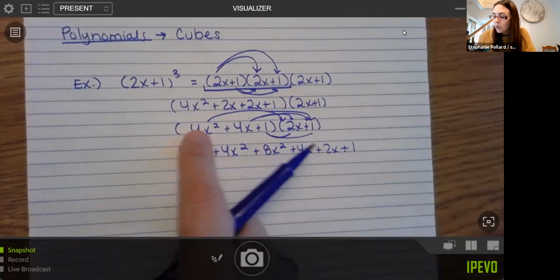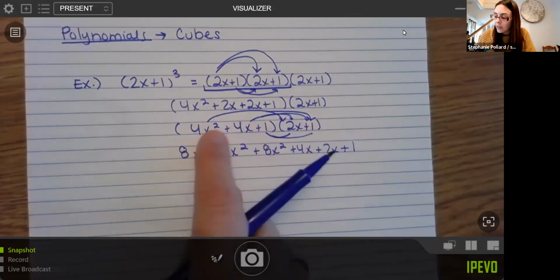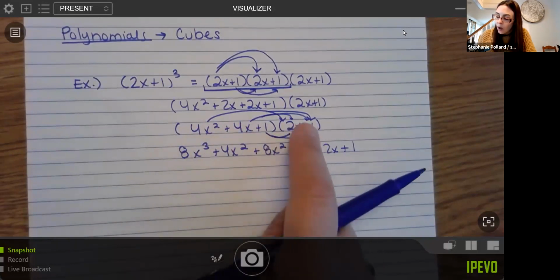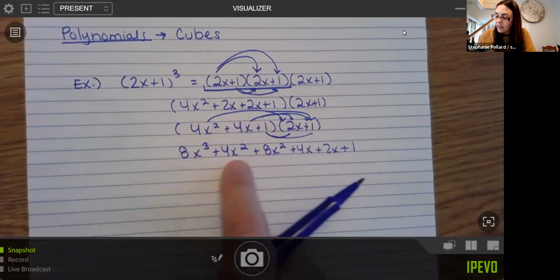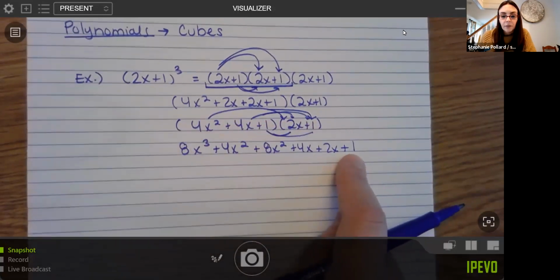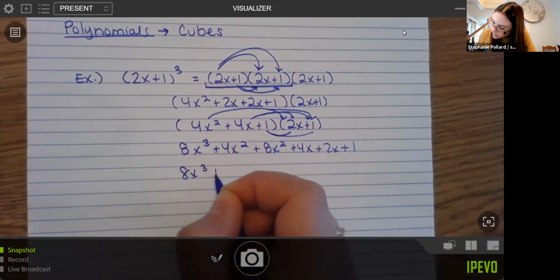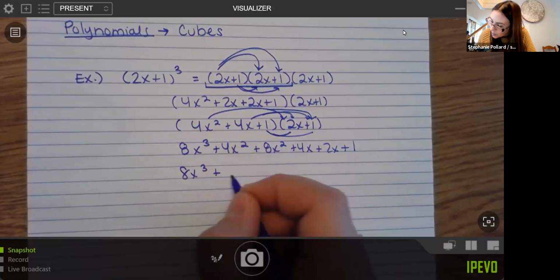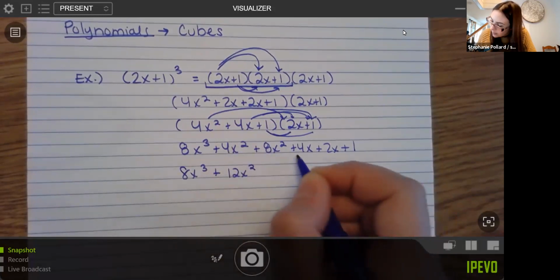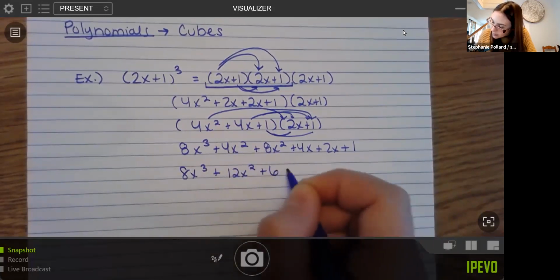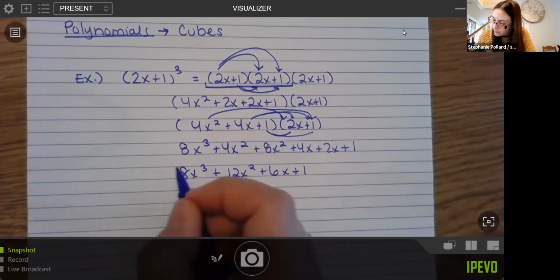Make sure here that you distribute everything, right? So if I have 3 terms here and 2 here, well, 3 times 2 is 6. I should have 6 initial terms when I'm done. And now we're going to combine like terms. So I have a couple squares here, so that will be 12. My x terms, I have 6, and then plus 1.